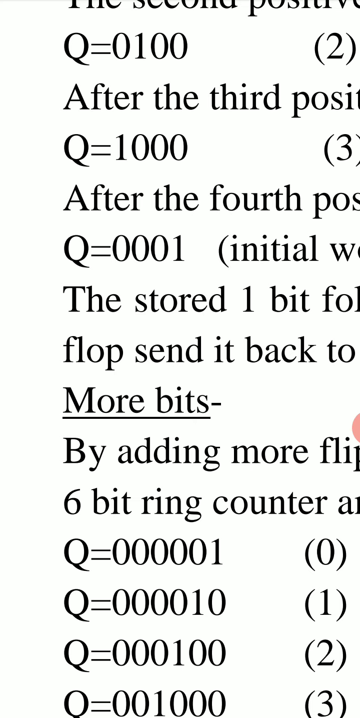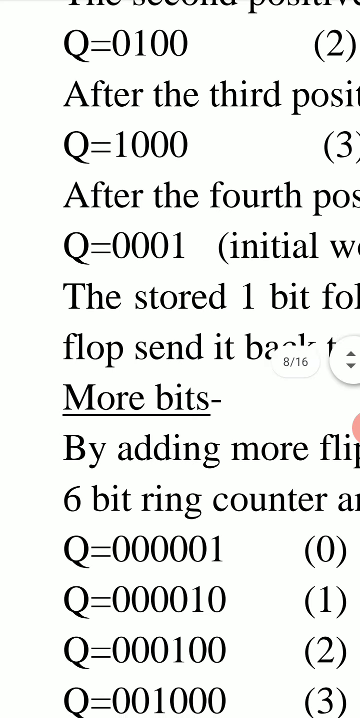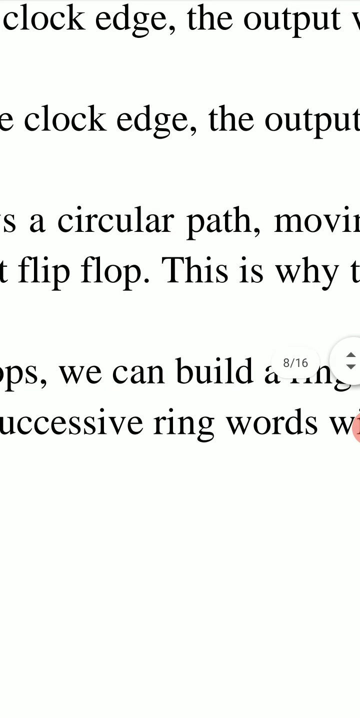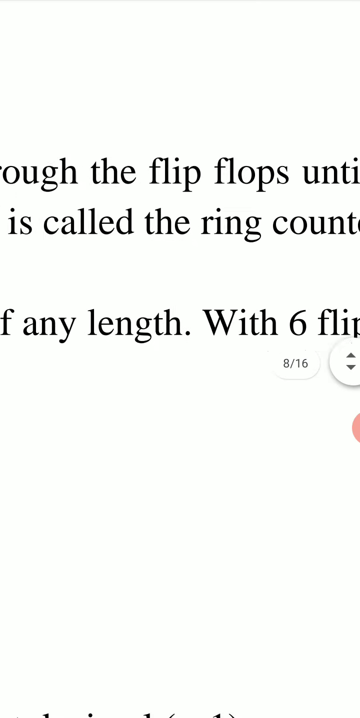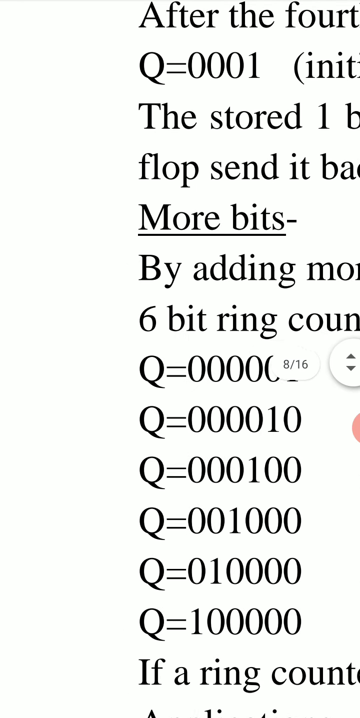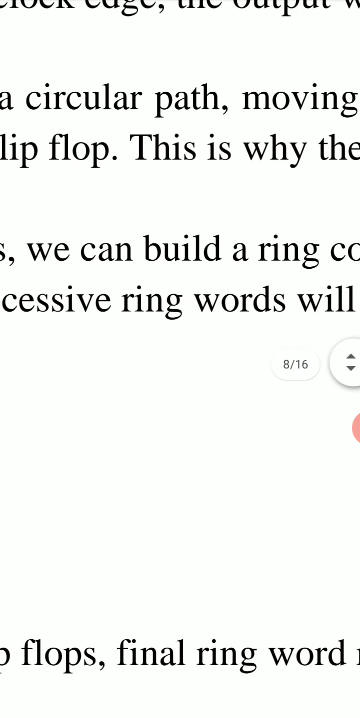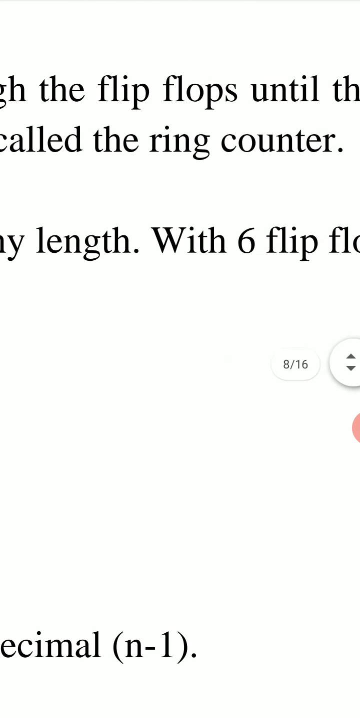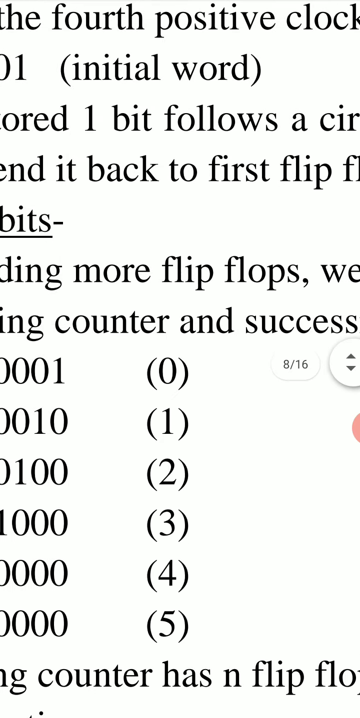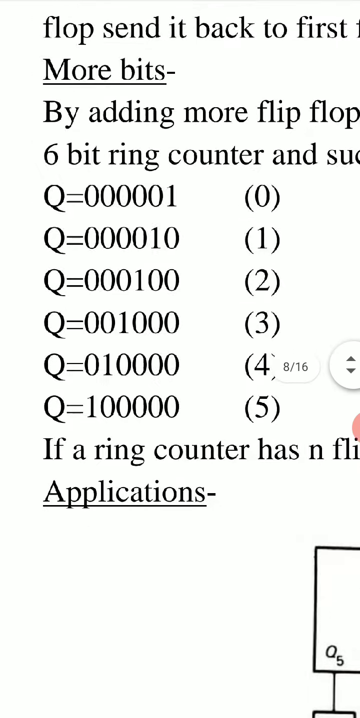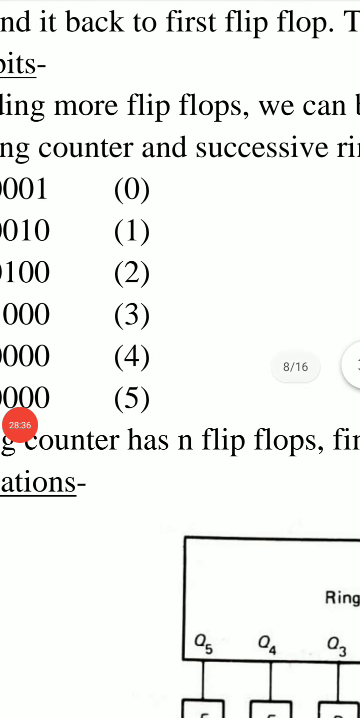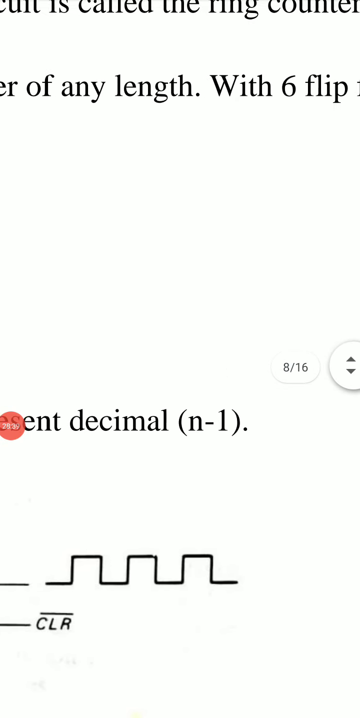Now this one goes from MSB to LSB. The stored 1 bit follows a circular path moving left through the flip-flops until the final flip-flop sends it back to the first flip-flop. This is why the circuit is called the ring counter. By adding more flip-flops, we can build a ring counter of any length.